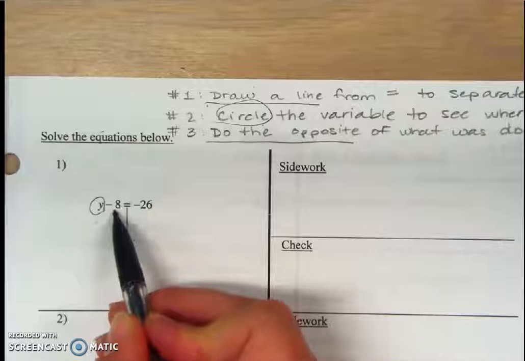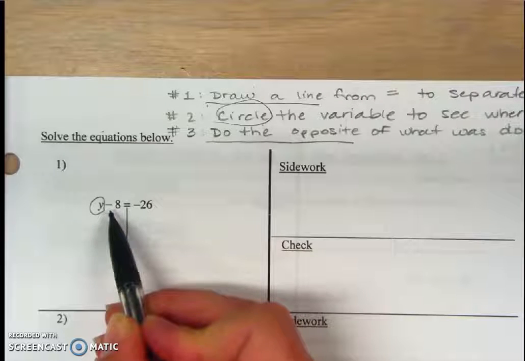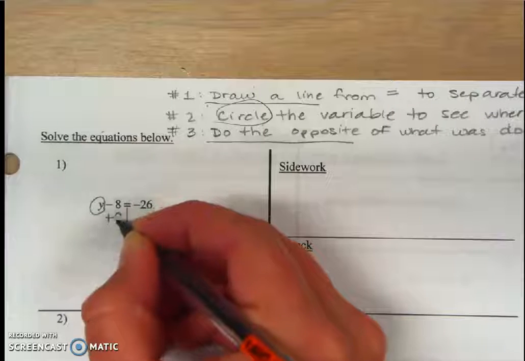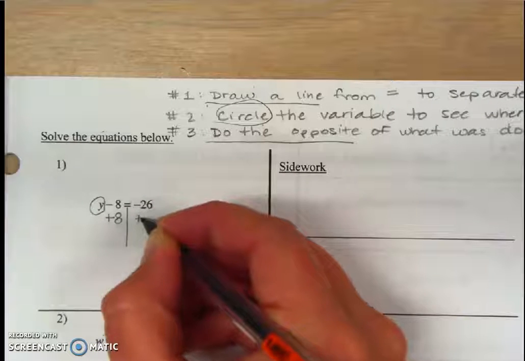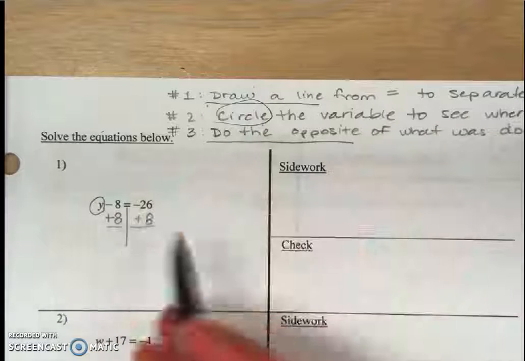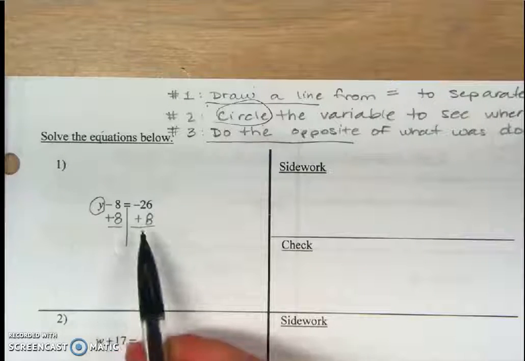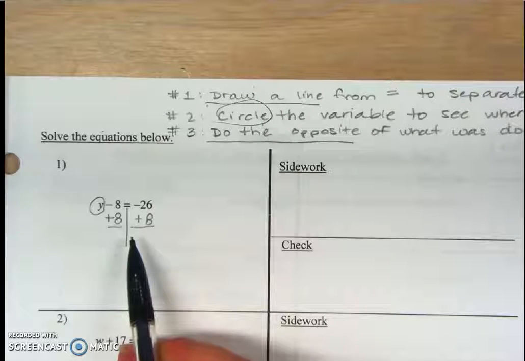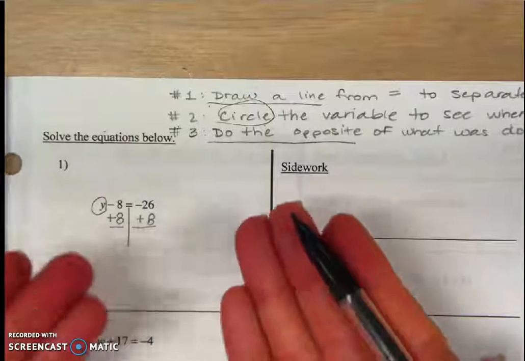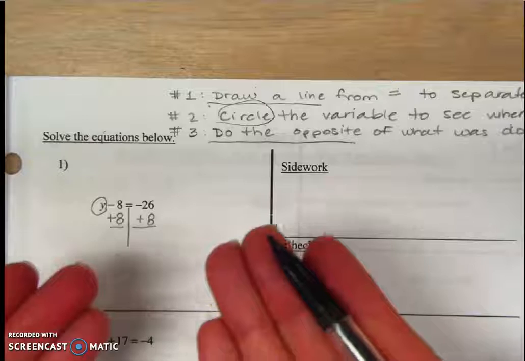So if they subtracted 8 to move backwards, I'll add it back in. So we're going to add 8 to both sides, because whatever you do to one side, you've got to do to the other so that it comes out equal. See how this almost looks like that balance beam that you drew in the interactive notebooks? Whatever you do to one side, you have to do to the other so that it comes out balanced, so that it comes out still equal.